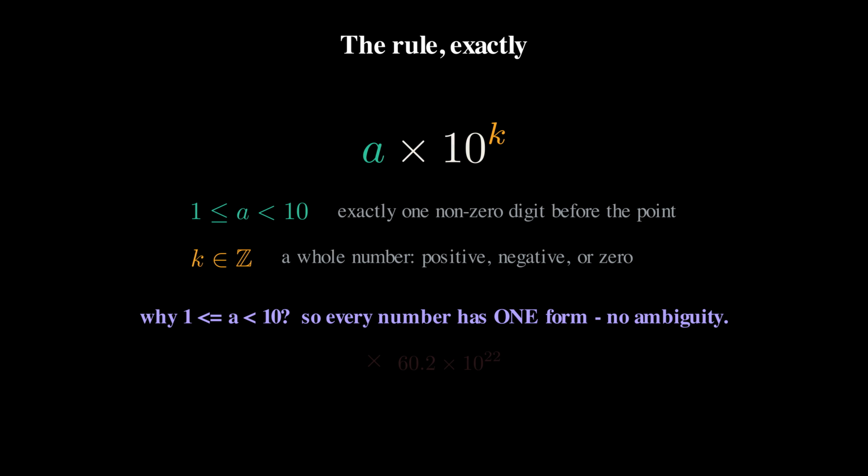6.02 times 10 to the 23 is allowed. 60.2 times 10 to the 22 is the same value, but it's not standard form. a is too big. One number, one form. 2 quick notes. A plain number between 1 and 10, like 7, is just 7 times 10 to the 0. k can be 0. And a negative number keeps its minus sign out front. The a is always the positive size. So minus 3000 is minus 3 times 10 to the 3.